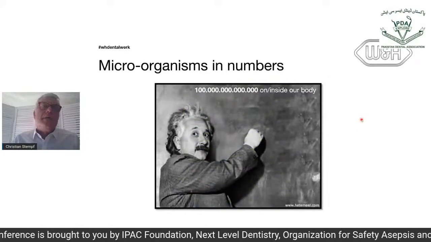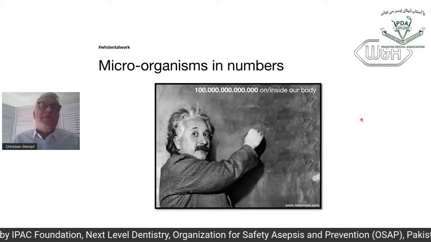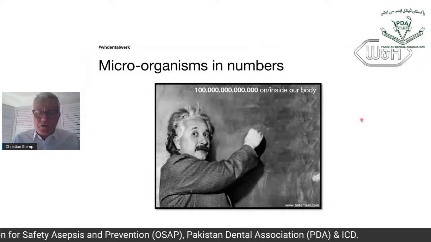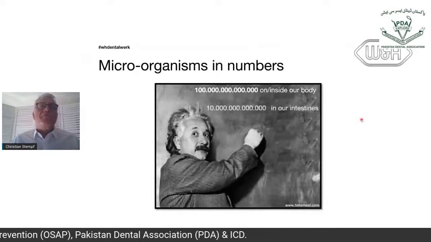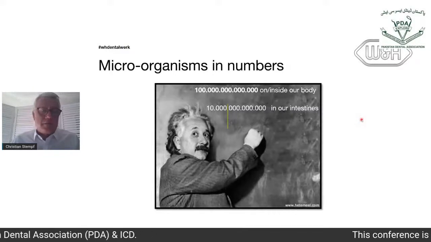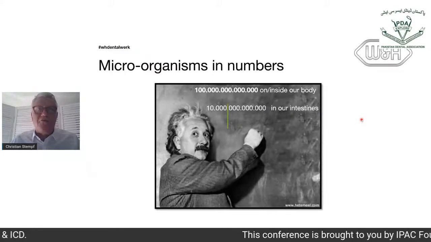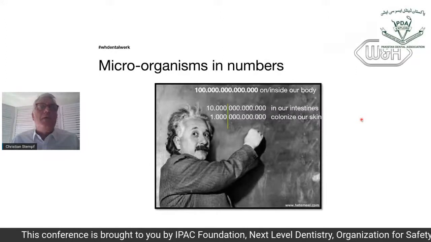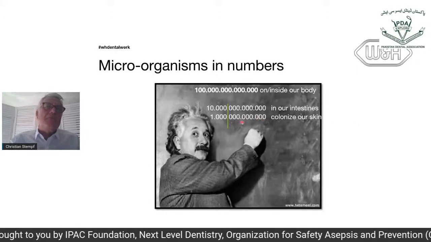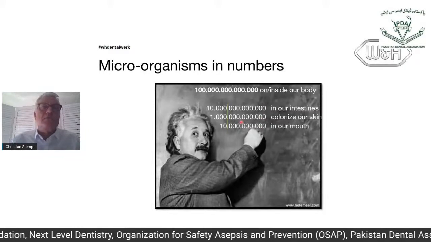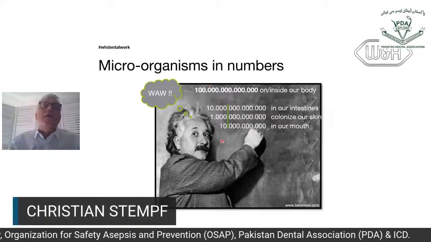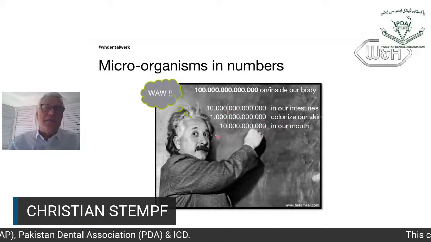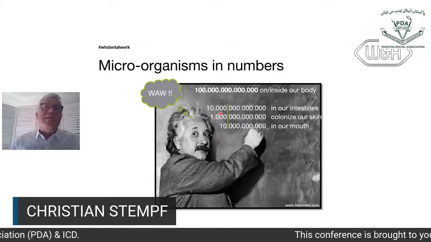Now in numbers, again, we have to face these figures. This is the number of microorganisms inside and outside our body. Where do we find them? In our intestines, obviously good ones, they digest our food. Then we have on our skin, put a bar on billions, so it's 1,000 billions, it's easier to pronounce than trillions. And this is in the mouth. See, the mouth is not the cleanest, nicest place, 10 billion on average.